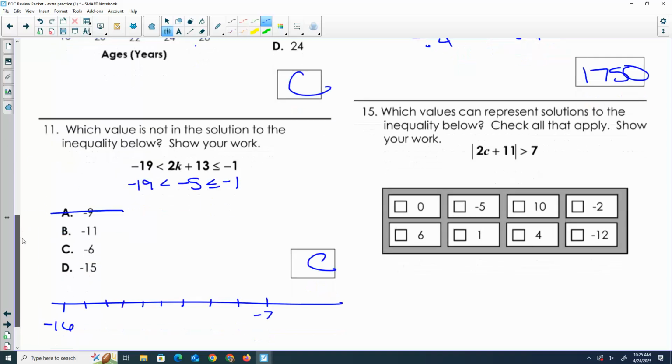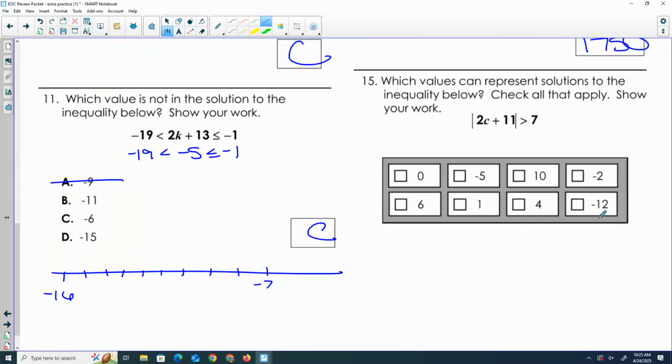Last one. The EOC likes questions like this, where there's multiple correct answers. What we are going to do is just check each of these. What does absolute value do? It makes everything positive. So grab your calculator if you need to. We're going to plug these numbers in for C. So if I put in 0, 2 times 0 plus 11 is just 11. Is the absolute value of 11 bigger than 7? Yes, the absolute value of 11 is 11. 11 is bigger than 7.